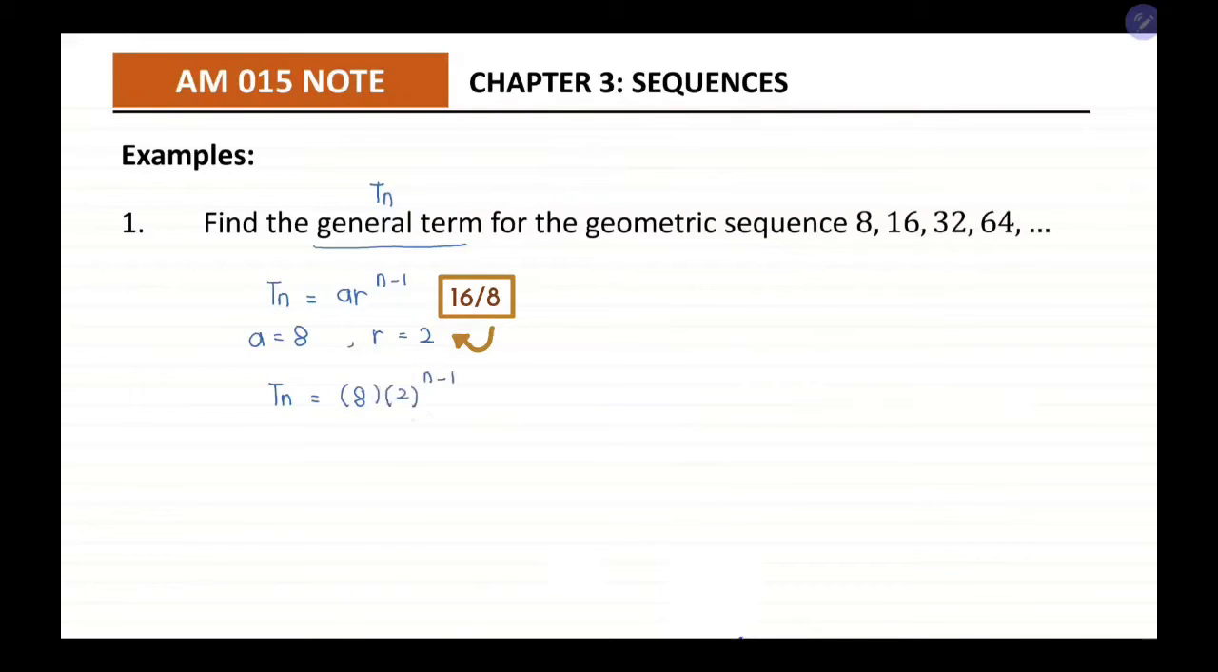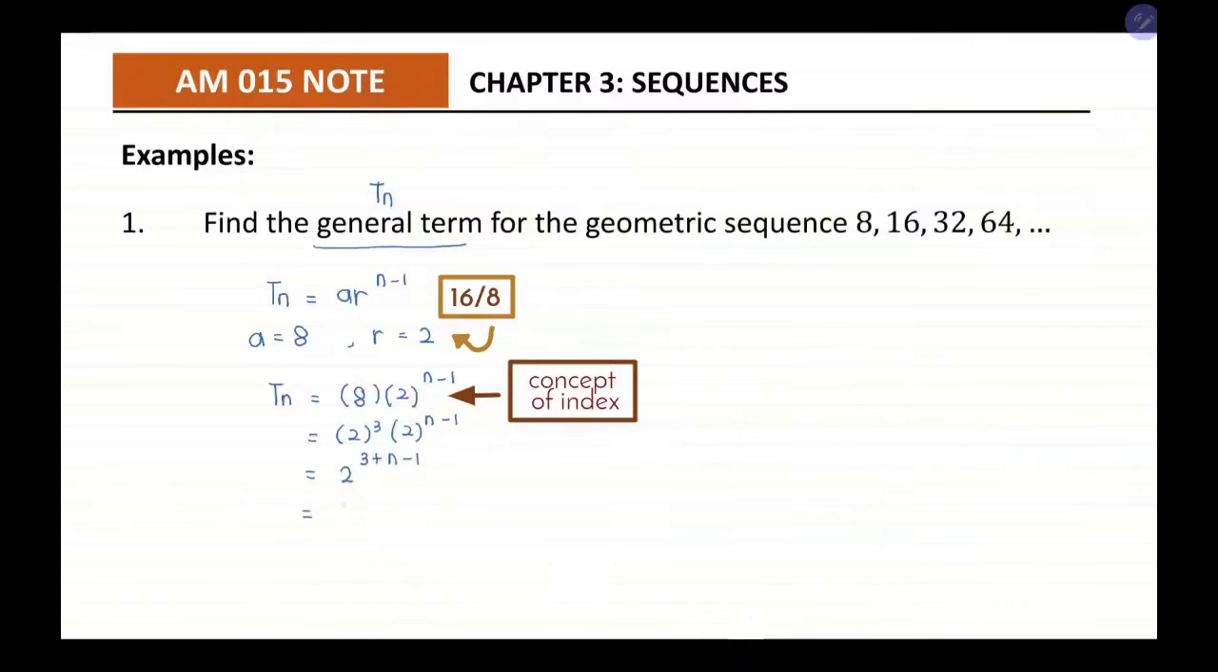To solve this, we use the concept of index. So 8 we can change to base 2, which is 2 to the power of 3, times 2 to the power of n minus 1. Since the base is the same, we can combine the powers, so it becomes 3 plus n minus 1. Then we solve: 2 to the power of 2 plus n. So we conclude the general term for this sequence is 2^(2+n).